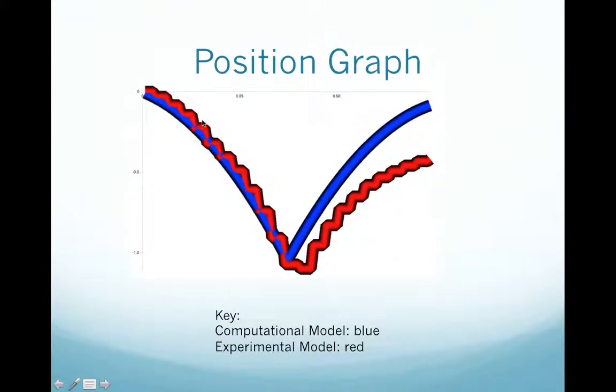Here's a position graph. Initially, the computational model and the experimental model followed each other well, but after the bounce, which is right here, there was a discrepancy. This could be due to drag force, which is not accounted for in the computational model, as well as the effects of collision.